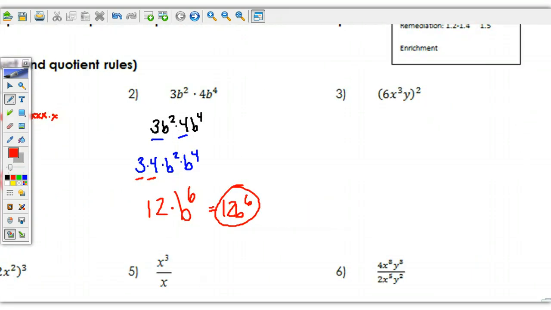And number 3, this is basically what we called in class the distributive property of the exponents, even though it's really not distributing. But that's kind of what it looks like. We have to take that exponent of 2 and apply it to the 6, the x to the 3rd, and y there. Oops, I need to erase that. It's not y squared, it's y and then squared on the outside. So we're going to do 6 to the power of 2, x to the 3rd to the power of 2, and y to the power of 2.